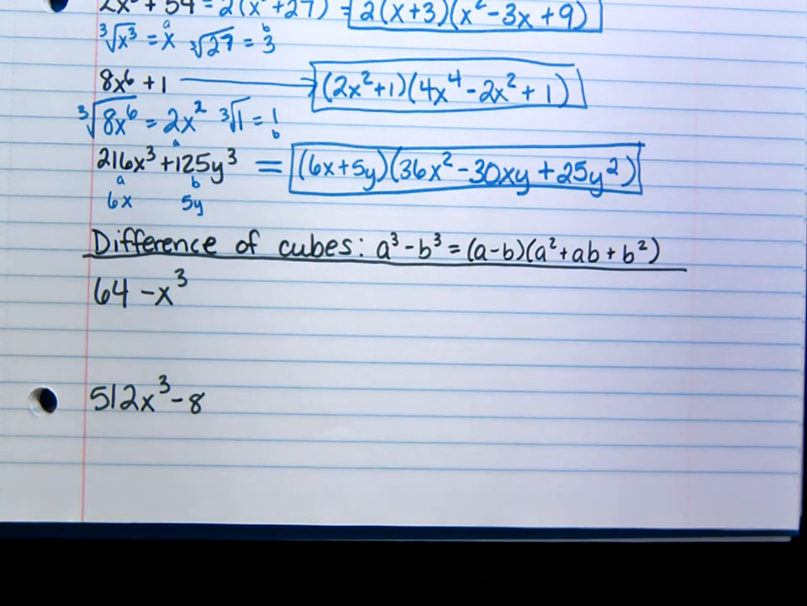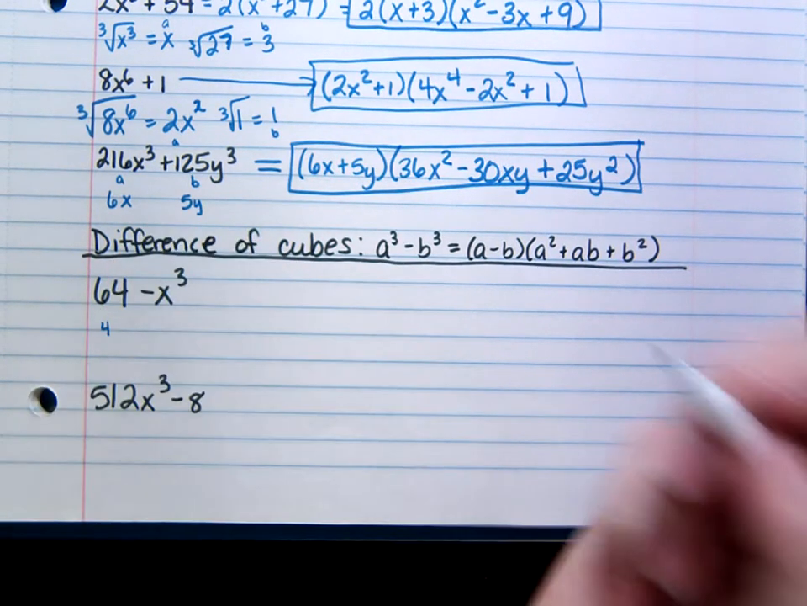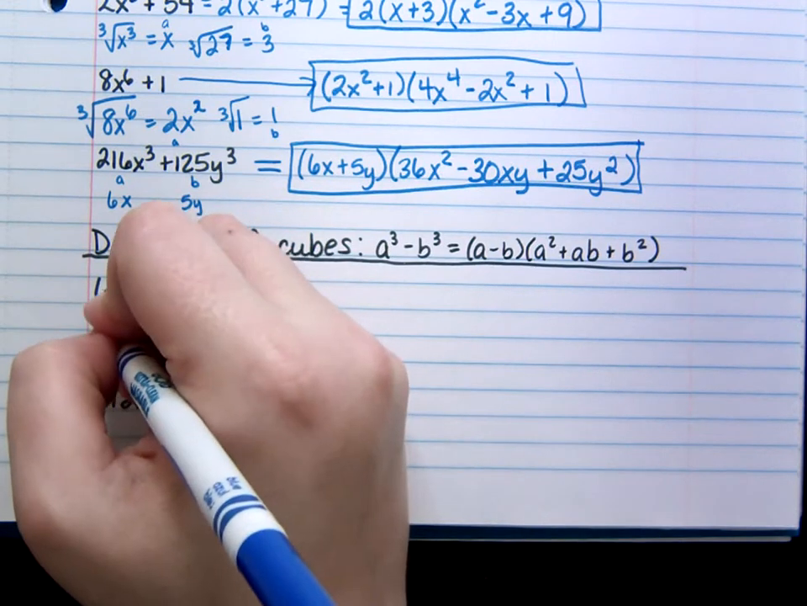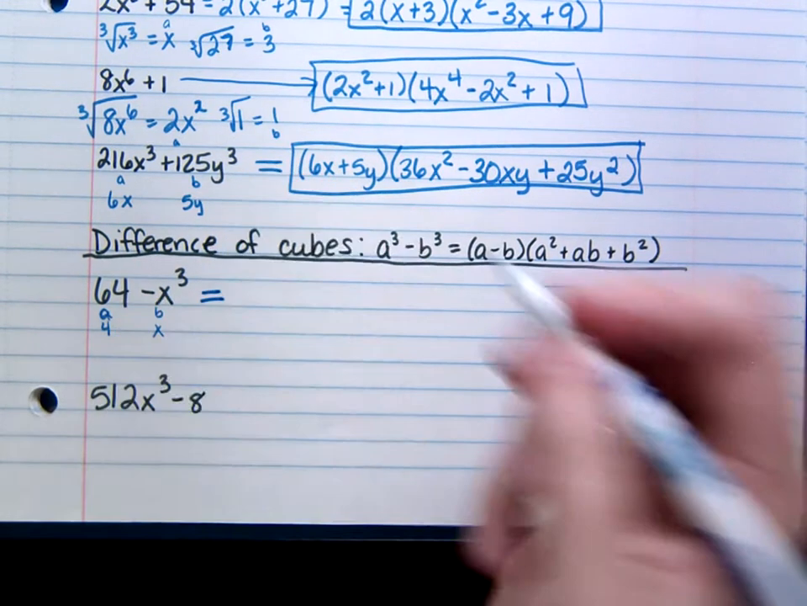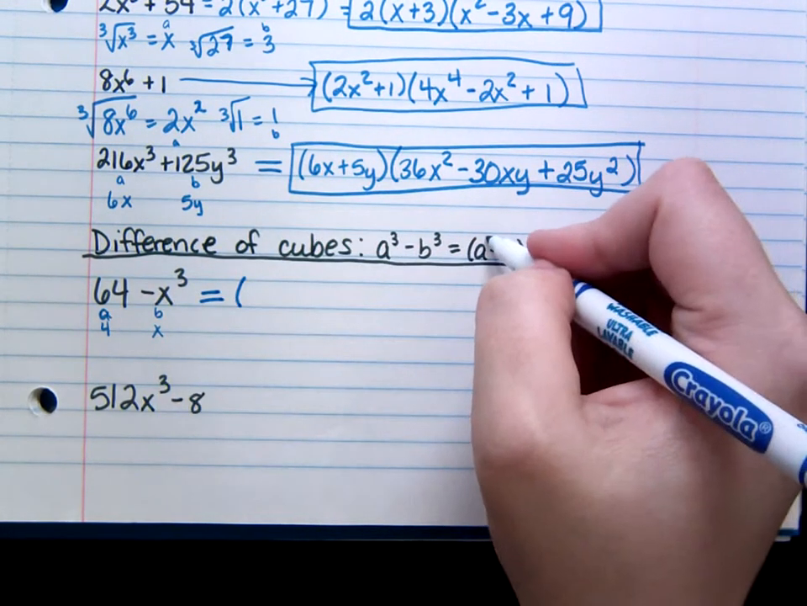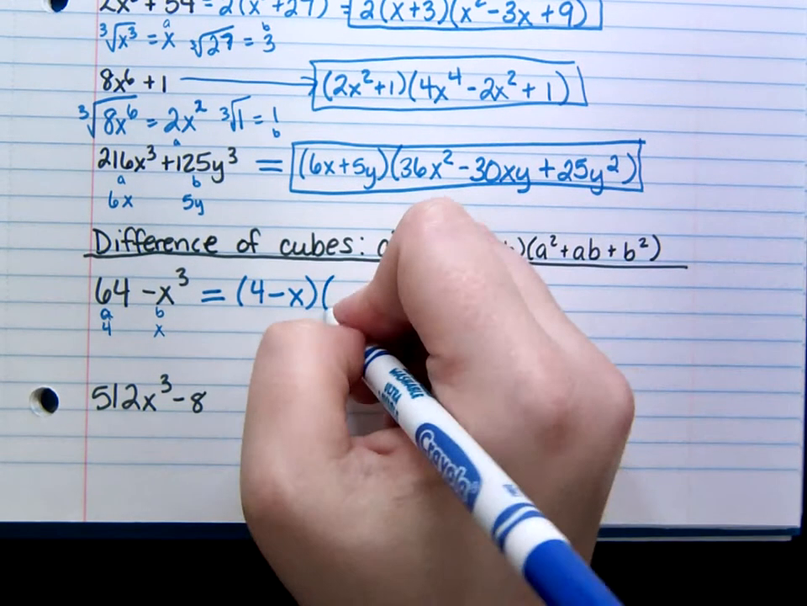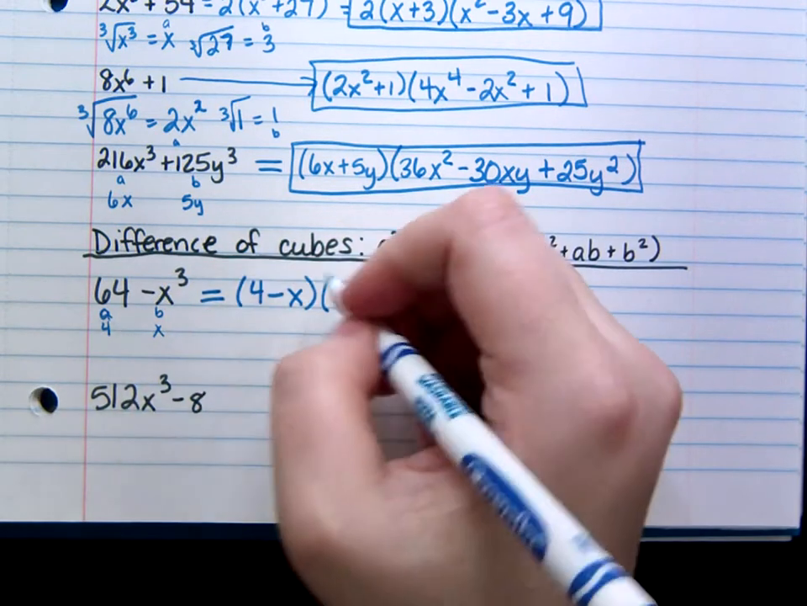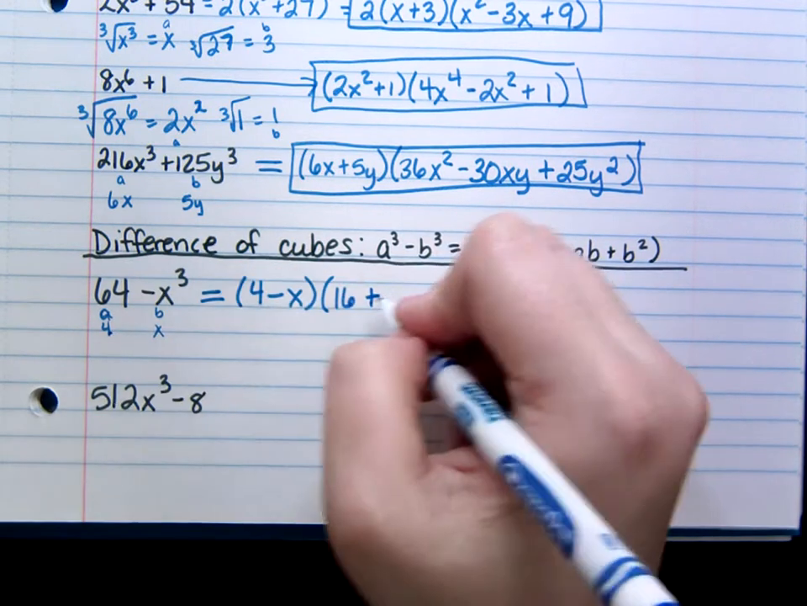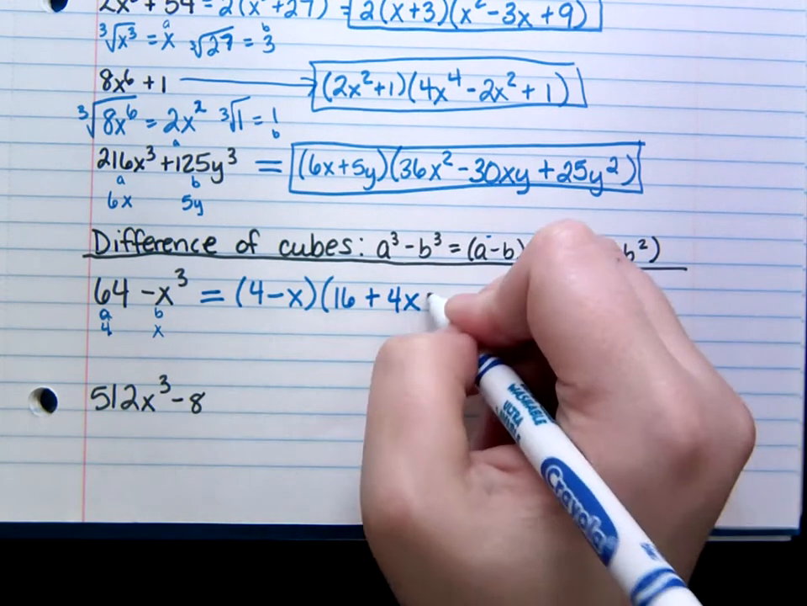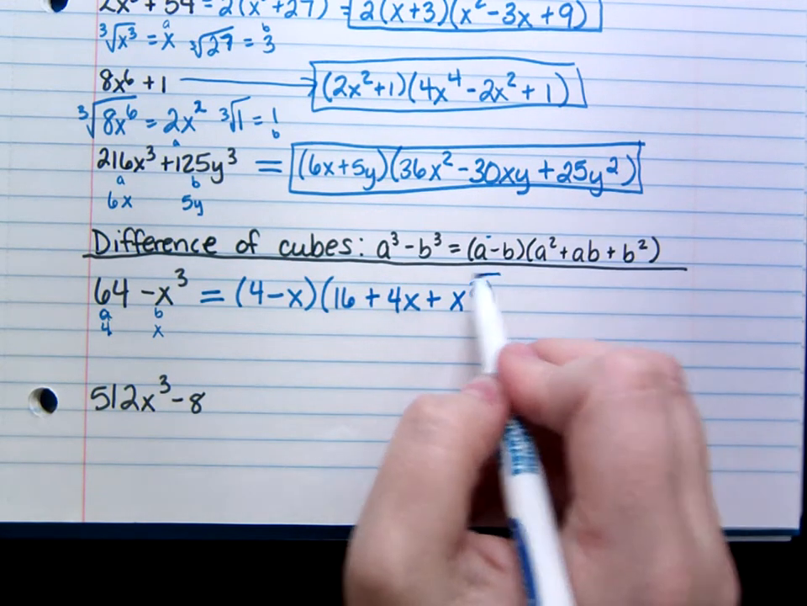Alright, so let's take a look at this first one here. Cube root of 64 is 4. Cube root of x cubed is x. So that's my a and b terms. So a minus b. So 4 minus x. Times a squared. So 4 squared gives me 16. Plus a times b. So multiply these together to get 4x. Plus b squared. So I take the x and square it. And I'm done. That's as factored as it's going to get.